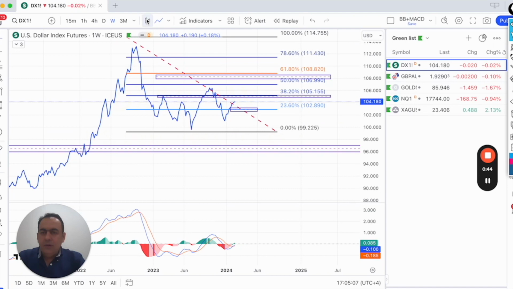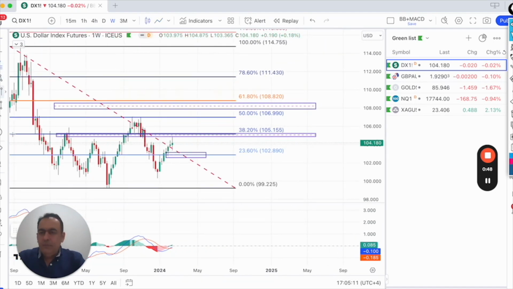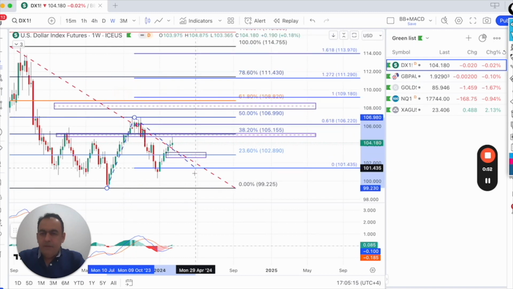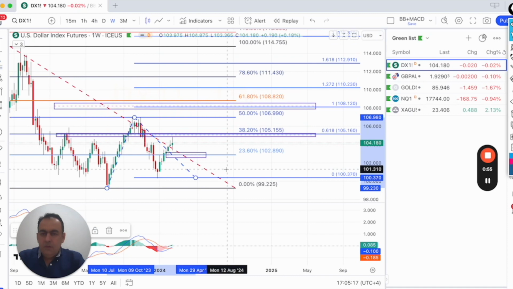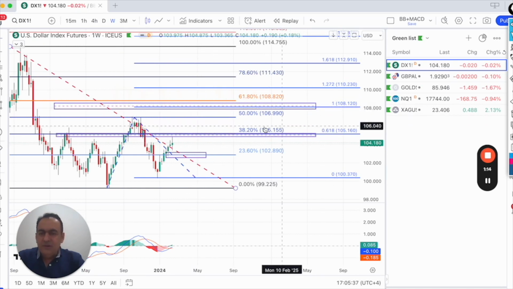I'll again turn it into a candle chart. I'll apply FEB extension starting from this low, and here you see that we have Fibonacci extension point of 61.8, and the market, dollar index, has reached precisely to the same level. Now this is the first resistance, and when it will be broken, the next target would be at FE 100%.